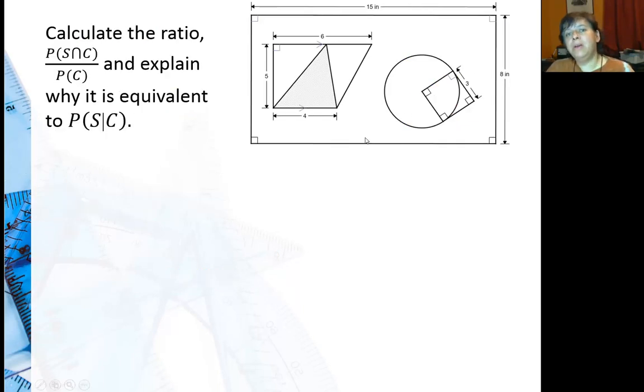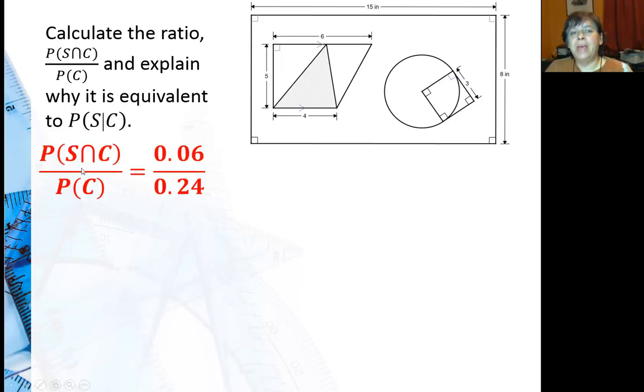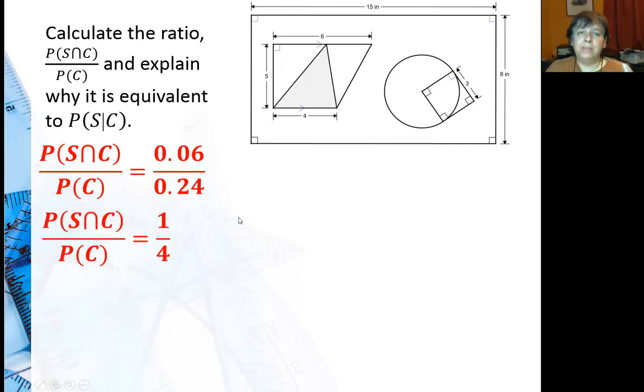Now, I'm going to calculate the ratio of the probability that the point is in the square and the circle at the same time and divide it by the probability of the circle and show why that is equivalent to the probability it'll be in the square given that it's in the circle. I know that sounds like a lot. So first of all, let's go ahead. Probability that it's in the square and the circle, we had calculated this earlier, is 0.06. The probability that it's in the circle is 0.24. So that actually simplifies to 1/4. Okay, so that is the same thing we got just with our reasoning.